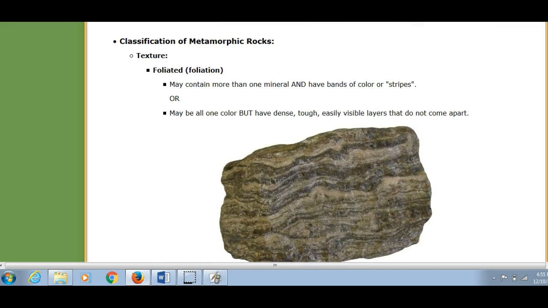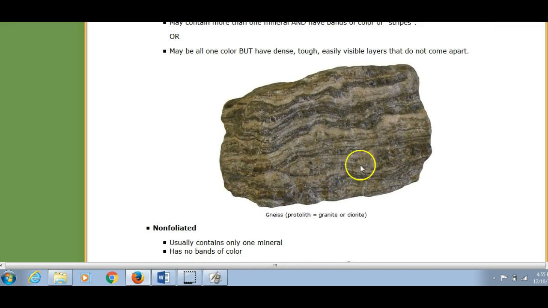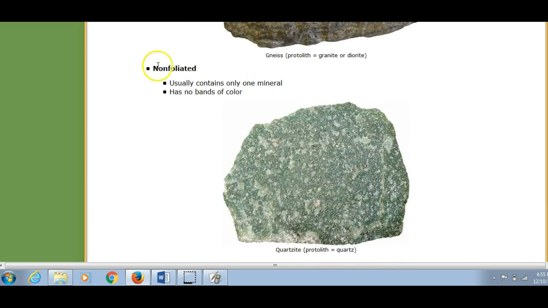It's just really obvious is what it is. And here's another example of a gneiss, just clear layers that you can really see. Okay, but then we also have something called non-foliated, where there really isn't any banding. No bands here, you can't really see them, and that's because there's only one type of mineral.